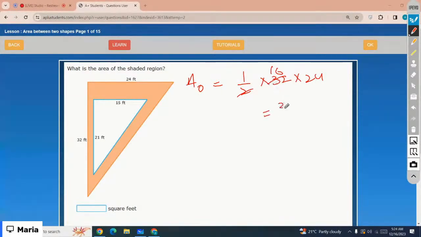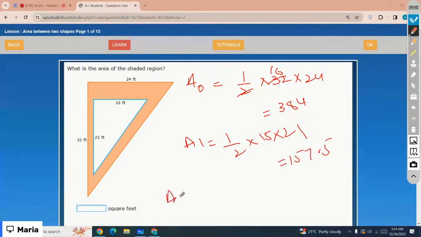And just calculate the area of the inner triangle. That is again the same, half times base times height. It's 15 times 21, 315 divided by 2. The correct one, that is 157.5. So for the area of the shaded region, you just have to subtract the area of the outer one minus the inner one. So 384 minus 157.5, right?